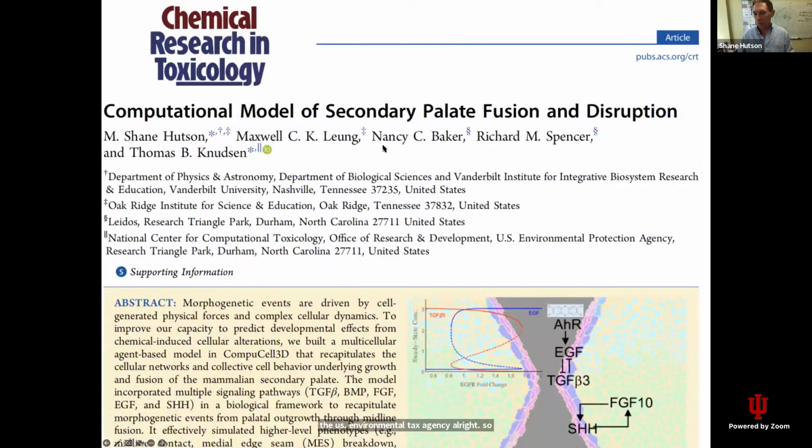I want to give you a brief overview of what the biological question is we were trying to put together, a sketch of how the model works, and show you some of the results from it. Then we'll save time to really go into the code a bit and do a couple of exercises on one or two things that were really important to making this work. This work has been published in Chemical Research in Toxicology a couple of years ago. Tom Knudsen, Max Lung, Nancy Baker, Richard Spencer, they're all at EPA.